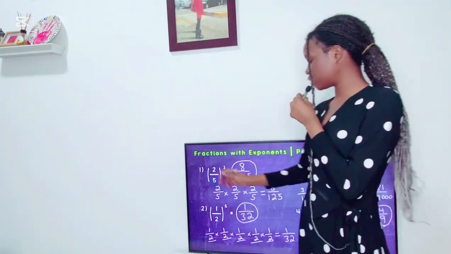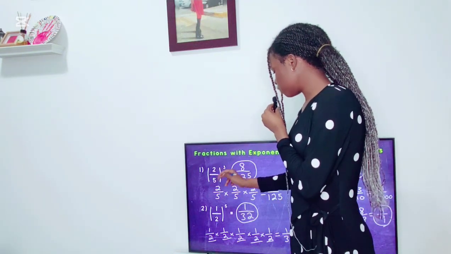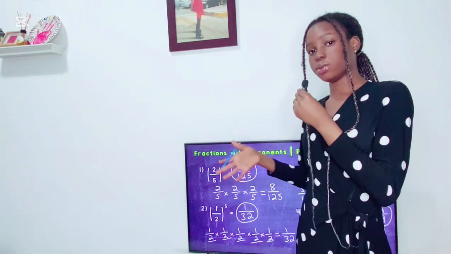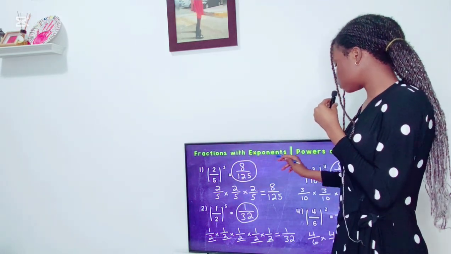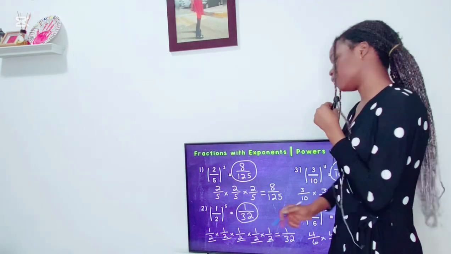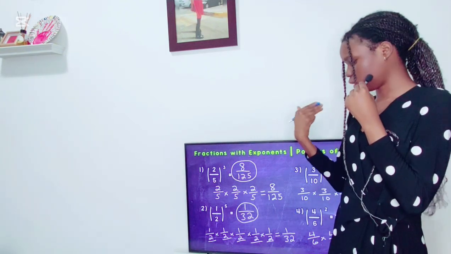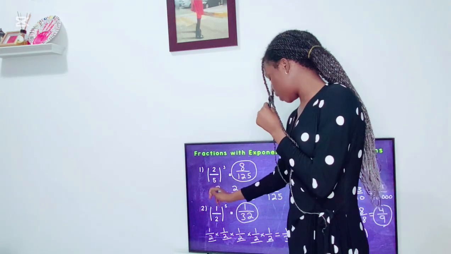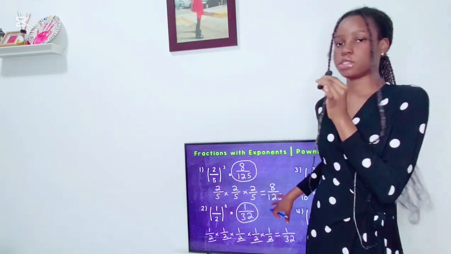All right, so let's just jump into number 1, which says 2 over 5 raised to the power of 3. Now what they want us to do here is to write 2 over 5 times 2 over 5 times 2 over 5. You can see I already wrote it down here. So 3 times. This is how we're going to write it in expanded form, basically.